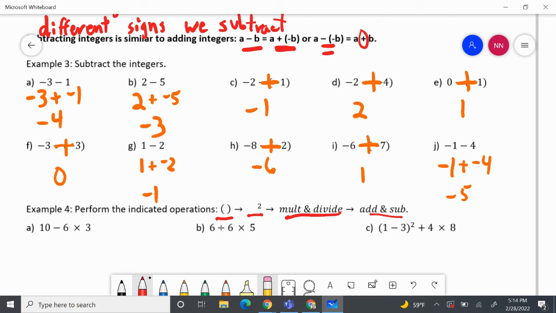10 minus 6 times 3. First we multiply. So that would be 10 minus 18. And remember just what we talked about. That would be the same thing as adding -18. So that would be -8. Here, whenever we have division and multiplication, it always goes from left to right, just like reading a book. So 6 divided by 6 is 1 times 5 gives us a 5.